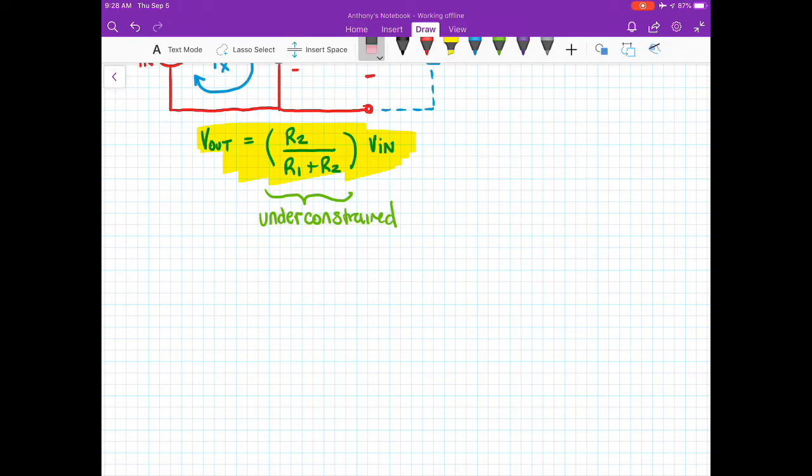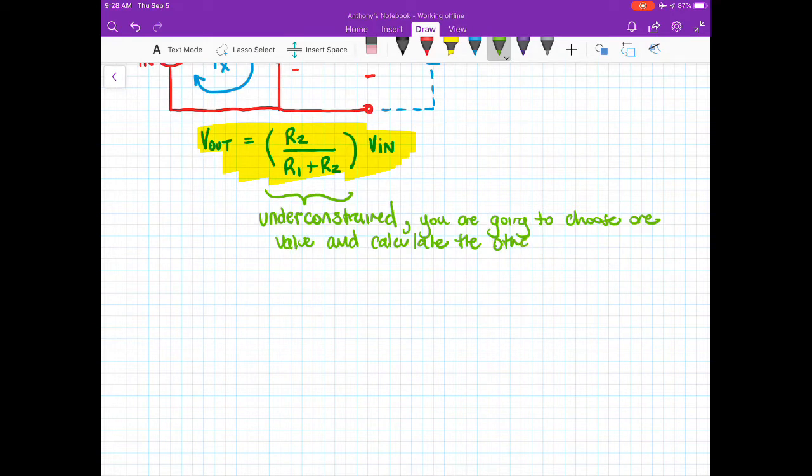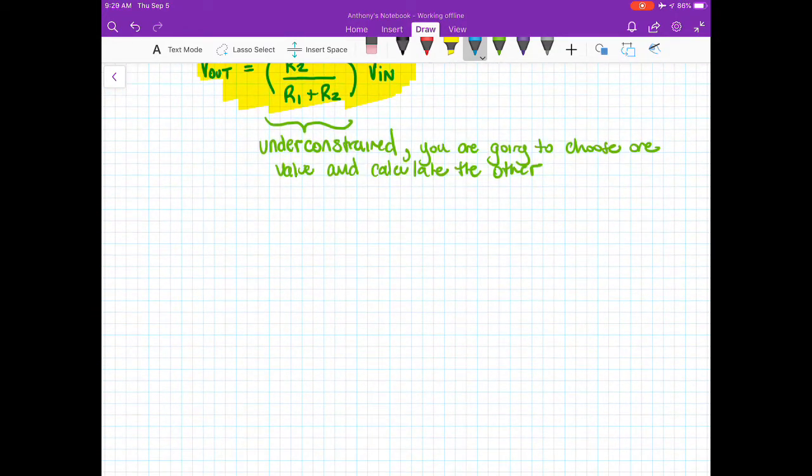So when you calculate what your R1 and your R2 values are, you are going to choose one value and calculate the other. So for example, again, you want a 50% step down. You'll choose R1 and you'll say, okay, that's going to be 1 kiloohm, and then you can get your R2 from that. So now there's other ways to step down voltage we're not necessarily going to talk about right now.